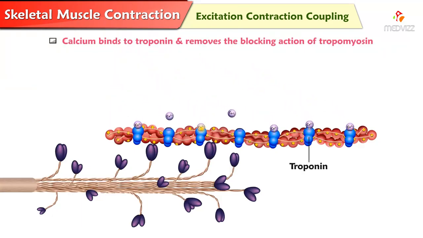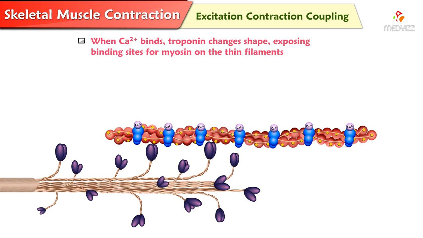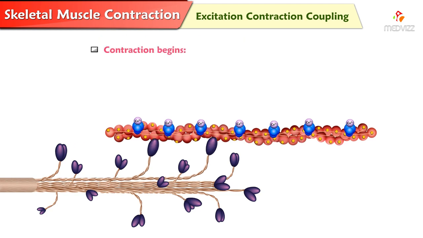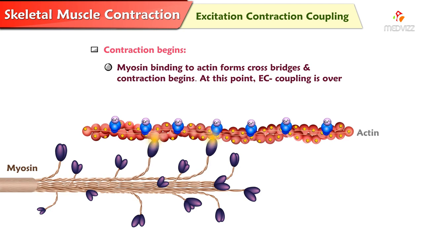Calcium binds to troponin and removes the blocking action of tropomyosin. When calcium binds, troponin changes shape, exposing the binding sites for myosin on the thin filaments. Contraction begins. Myosin binding to actin forms cross bridges and contraction begins. At this point, the excitation-contraction coupling is over.